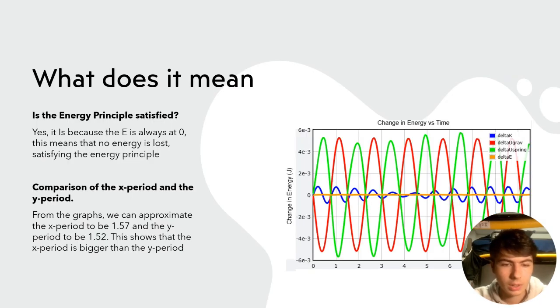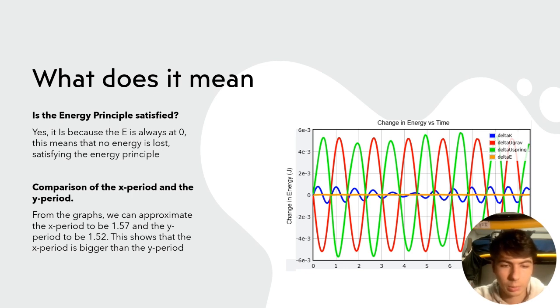So what does this mean? Is the energy principle satisfied? It is satisfied because E is always at zero. If you look at the right-hand side graph, E would be the orange line that's always going through zero. So it is always at zero, therefore it is satisfied.